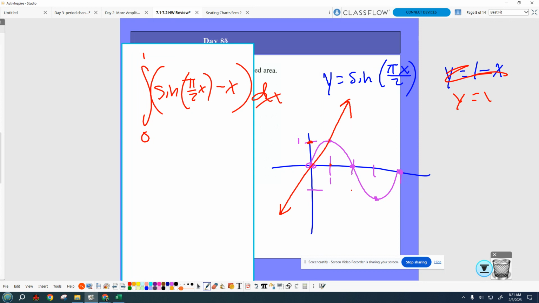Group 7, how do I integrate that? So we chain rule, so we do, well, not really. I'm doing chain rule. Yeah, so negative cosine divided by pi over 2, so, 2 over pi. And then minus x squared over 2.